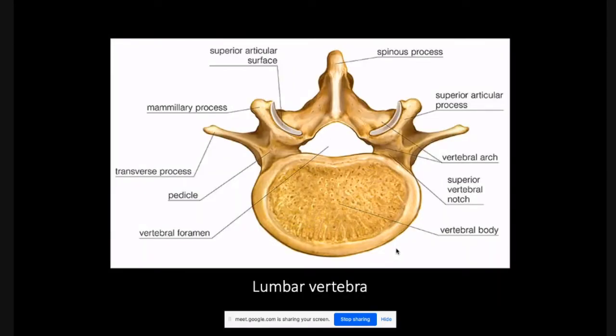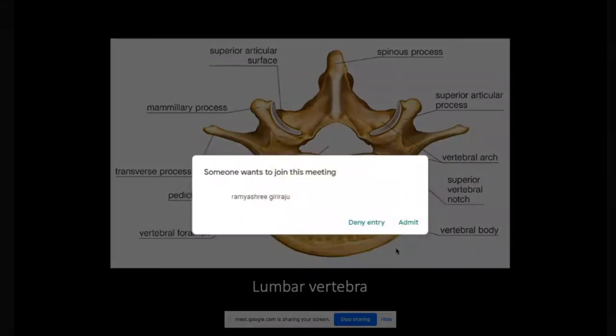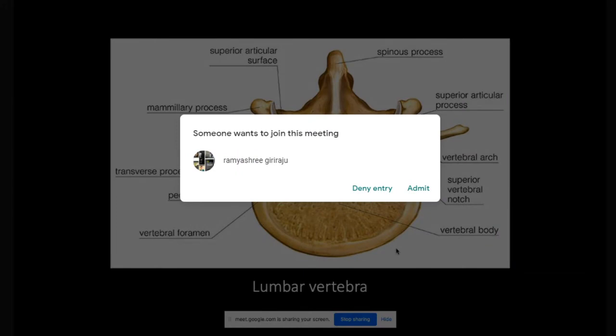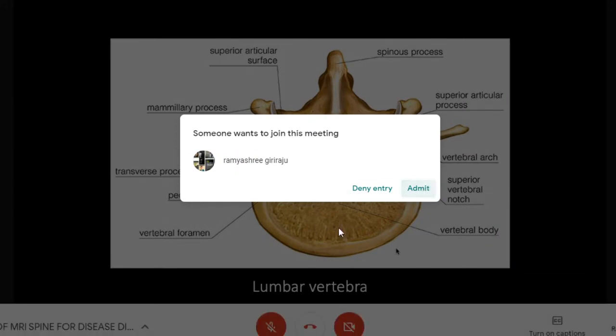Then, when we look into the lumbar vertebrae, the body is quite large, and it is a weight-bearing part. It will be bearing the whole body weight of the person, and it gives a maximum movement, that is, the flexibility is more. Along with that, it has a tendency for injuries also.